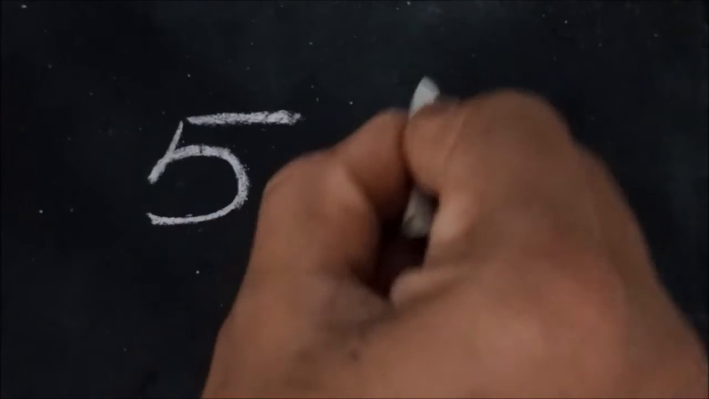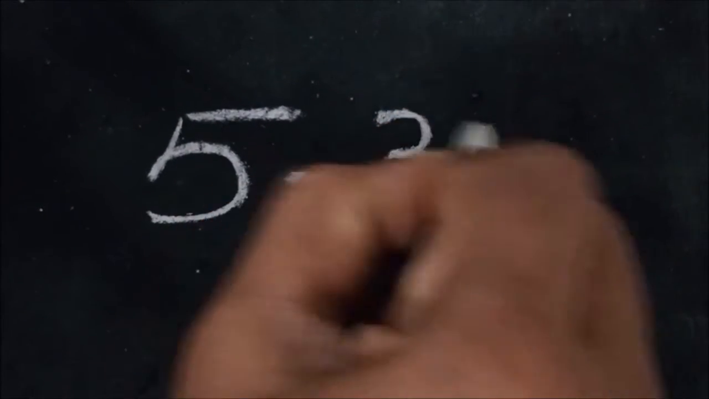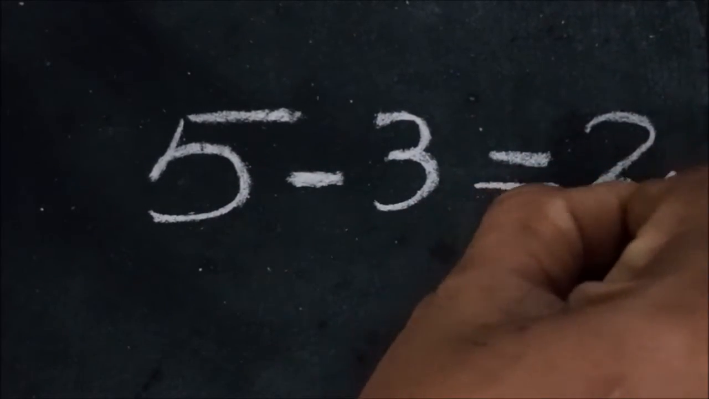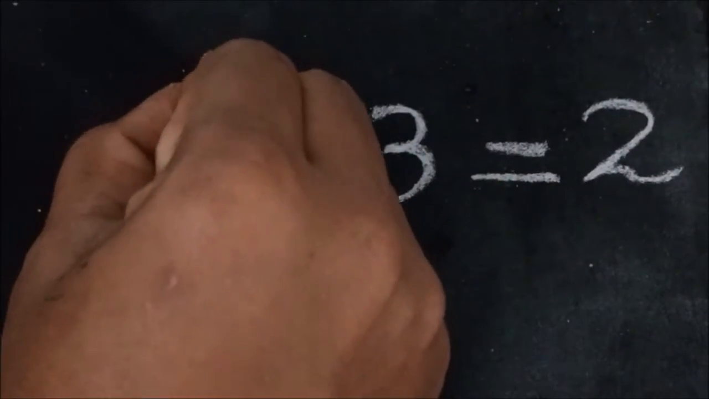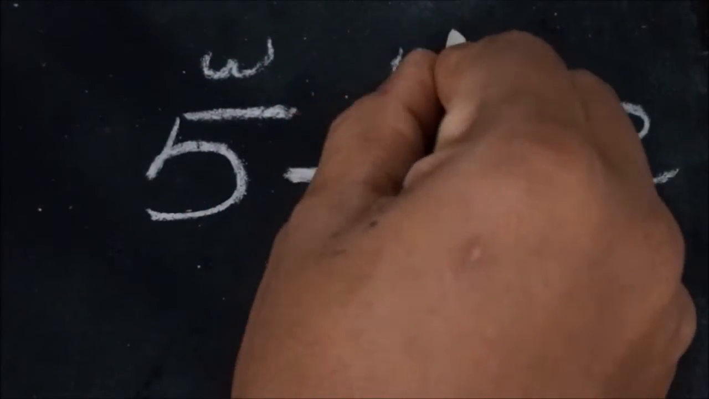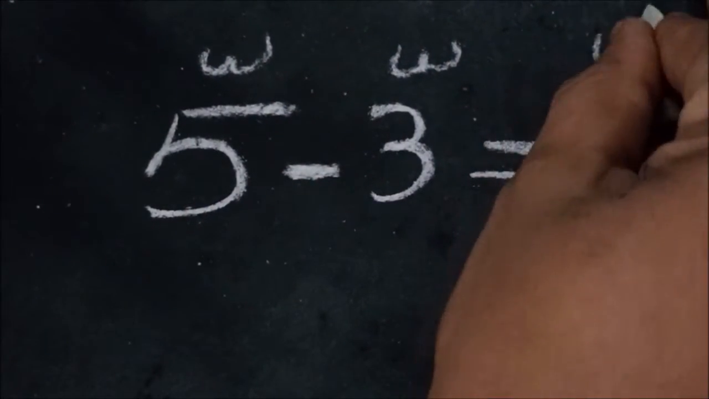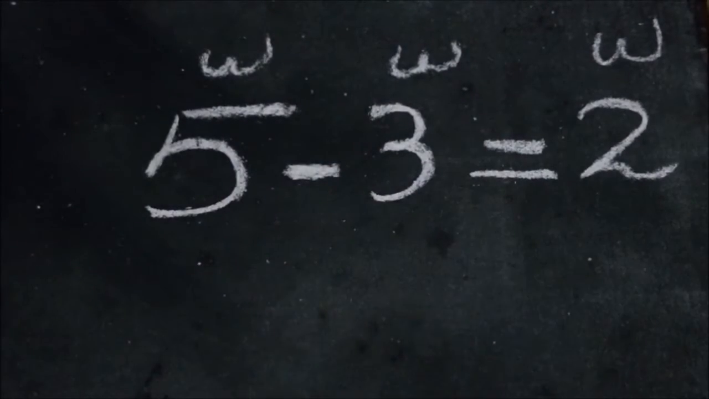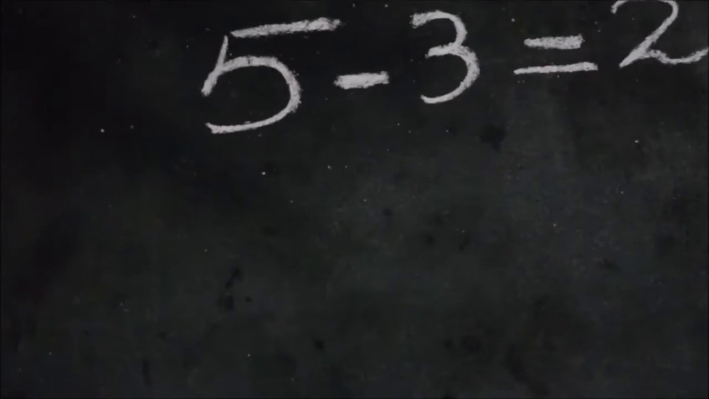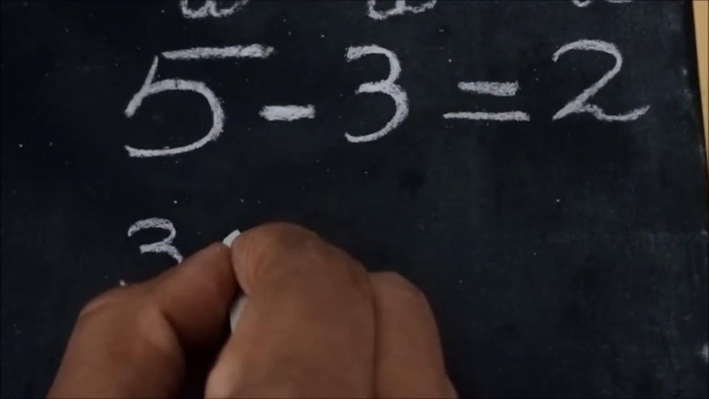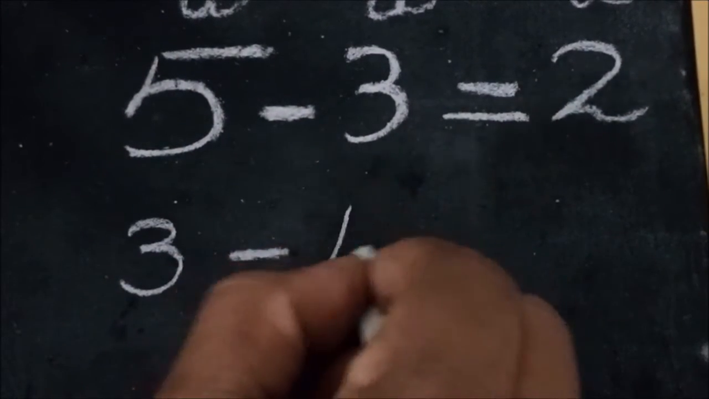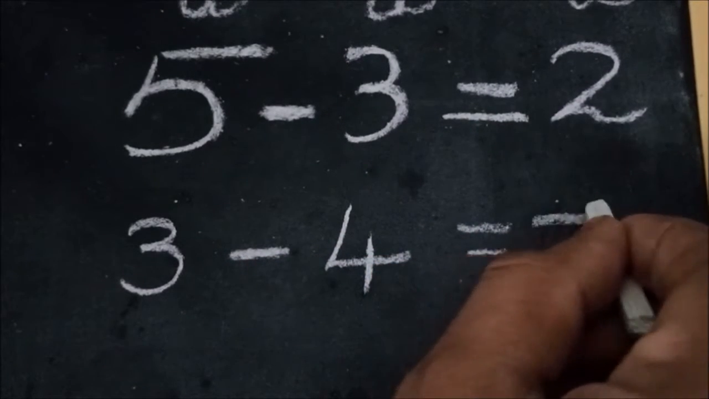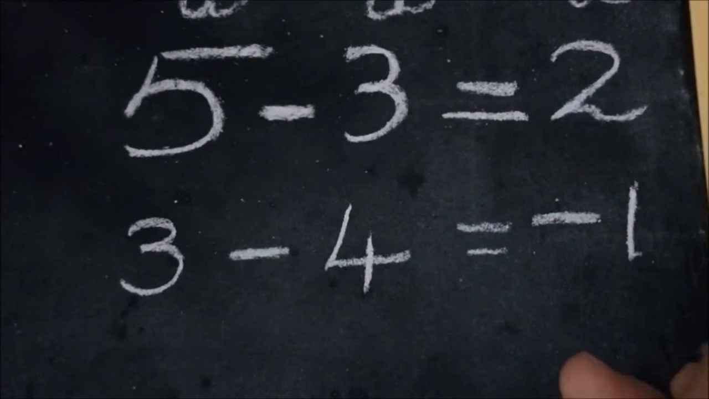5 minus 3 is equal to 2. So 5 is a whole number, 3 is a whole number and 2 is also a whole number. In this operation, the subtraction is closed, right? How about 3 minus 4? What is the answer? You cannot do it, right? You get the answer minus 1.